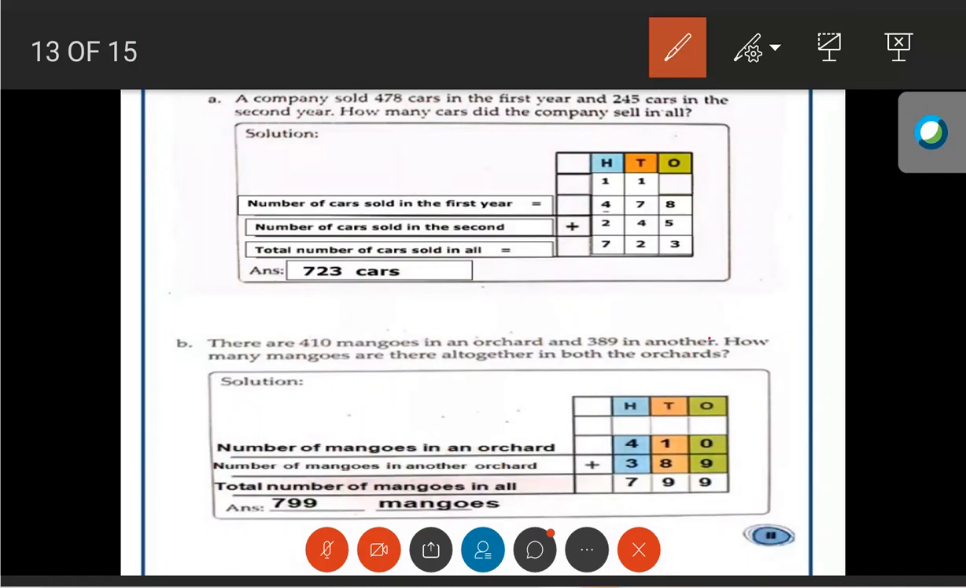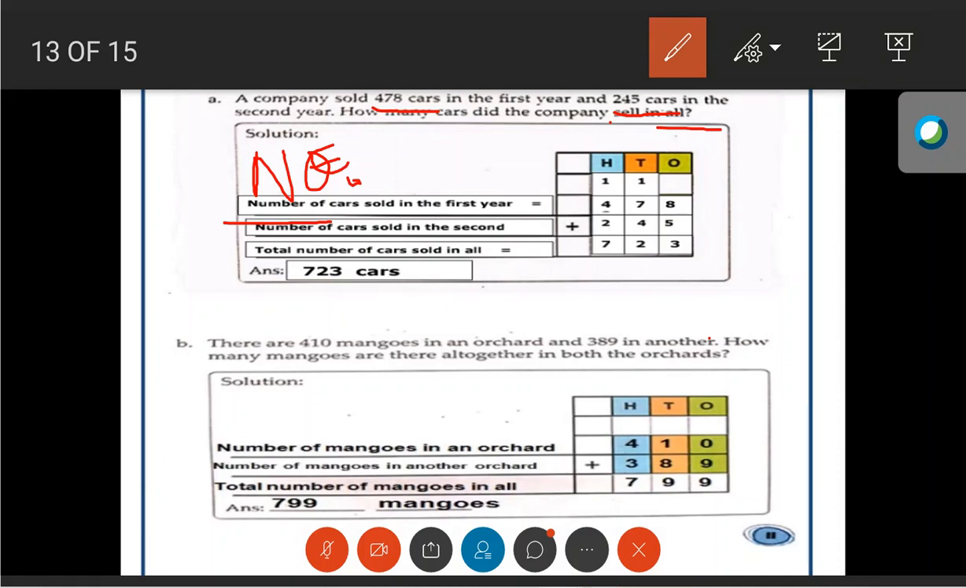Number of cars only we are going to add. In all means addition. Number of cars: 478 cars and 245 cars. So number of cars sold in the first year, here you can write NO. Okay, see on screen I couldn't write properly. You have to write very neatly. Otherwise you couldn't write in the same line.